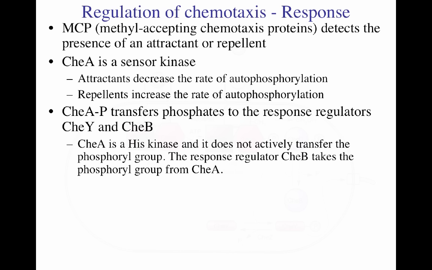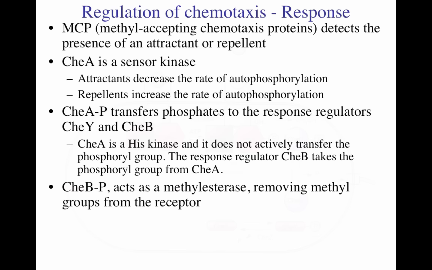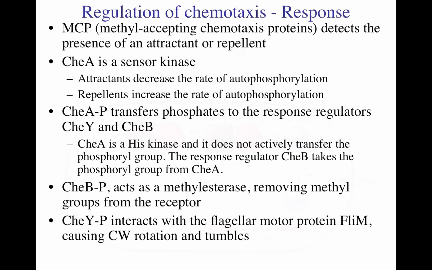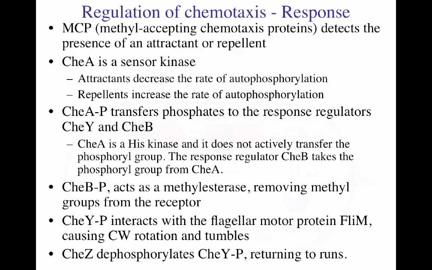CheA is a histidine kinase, and therefore it is not a kinase that is actively able to transfer its phosphoryl group. The response regulator CheB sequesters that phosphate group from CheA and autophosphorylates itself. CheB phosphate acts as a methyl esterase and is able to remove the methyl groups from the MCP receptor. On the other hand, CheY phosphate is going to interact with the flagellar motor FliM, and that is going to cause the clockwise rotation that really results in a tumble. On the other hand, you have a phosphatase called CheZ, and CheZ is going to dephosphorylate CheY phosphate, allowing now the flagellum to return to the counterclockwise motion and have a run.